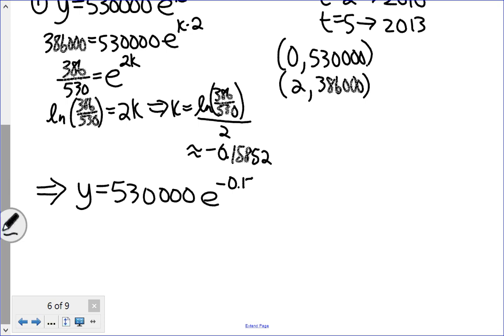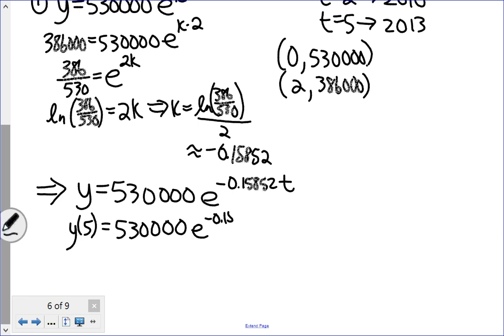We used our conditions, we filled in the model. Now we want to know what happens when we have 5. And so we want to know what is Y of 5. So that's 530,000 e to the minus 0.15852 times 5. Put that in the calculator and we get approximately $239,913.16 expected in 2013. Okay, so there's an example with decline.